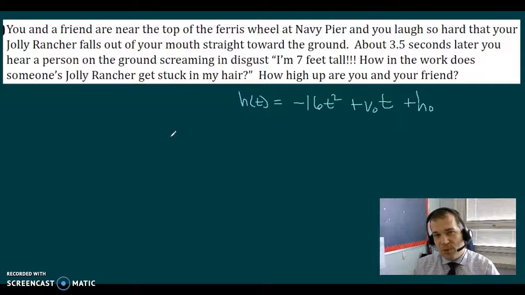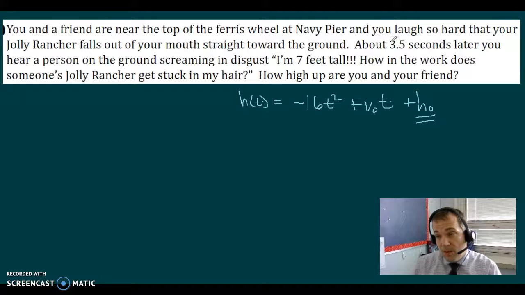So here we have you and your friend, you're on the Ferris wheel, you're laughing very hard, and a Jolly Rancher falls out of your mouth and hits a 7-foot tall person on the head, making them scream, and we want to figure out how high up you were. So we want to know at the beginning of the problem, what was your initial height? So this is what we don't know this time. We don't know how high up you were.